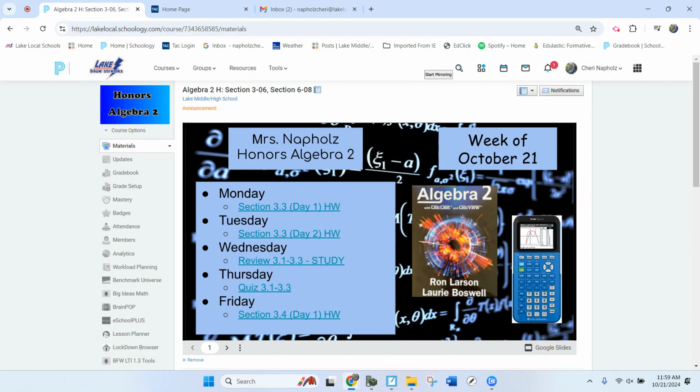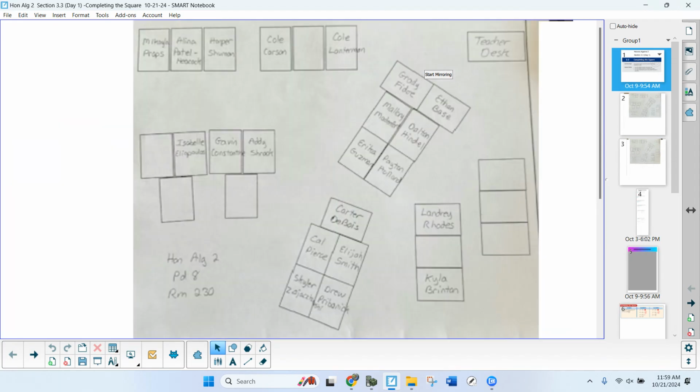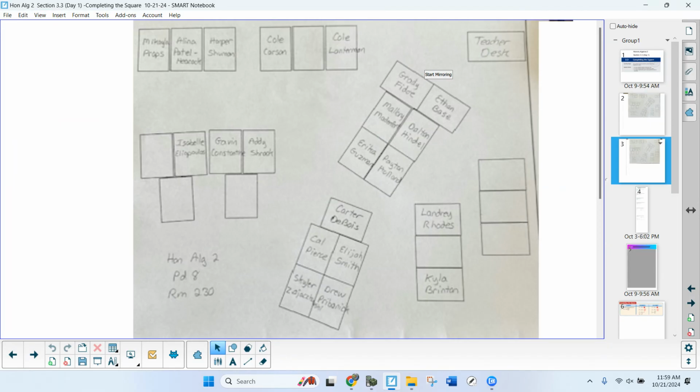Questions on the week? Okay, anybody who's absent, just because you guys were all here, so I don't need this class, but if anybody's absent in my 8th period class, there is the new seating chart. So give me a second to look at that.